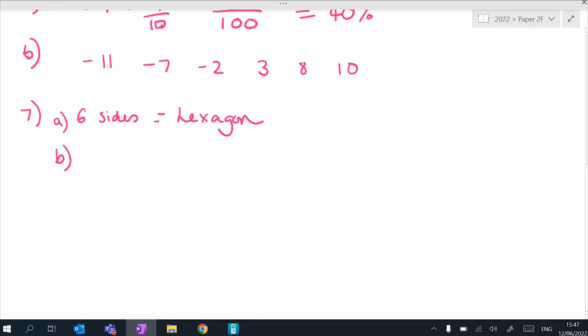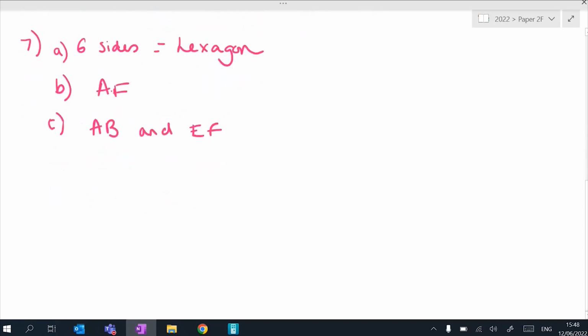For part B, we were looking at the sides that are parallel. Okay, so the parallel lines are CD and AF. And then perpendicular, we've got AB is perpendicular to AF and EF. It does only ask for one, so you could have AB or EF.